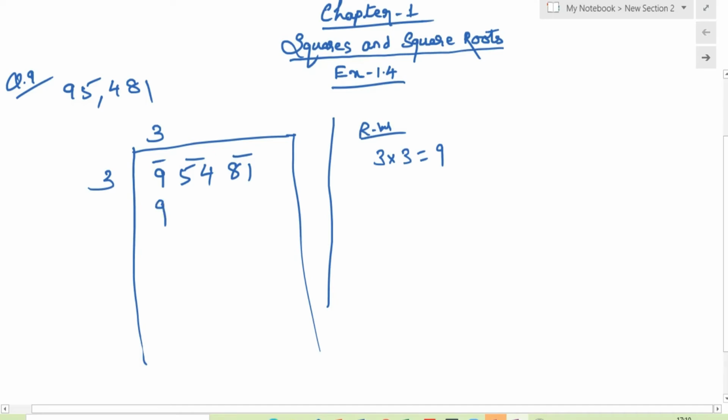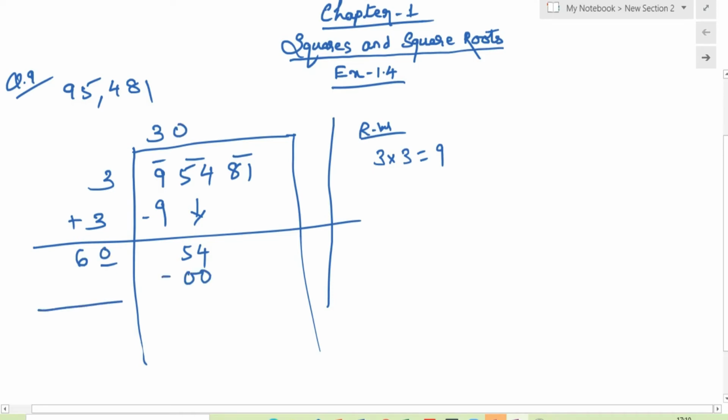3 3s are 9, and here also 3 plus 3 is 6, one digit will be vacant, 54 will come down. You know that 6 taking with any one more number will be higher than 54, so we'll go ahead with 60, 0s are 0 0, and then we can go ahead with the next procedure. 60 plus 0 is 60 with one digit vacant for solving the next step, and 81 will come down.